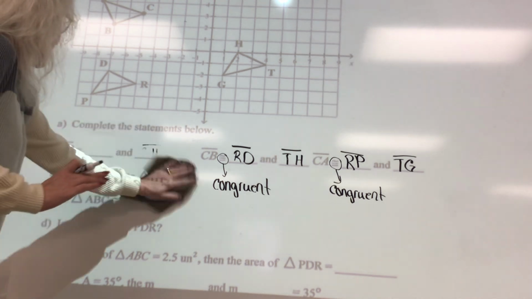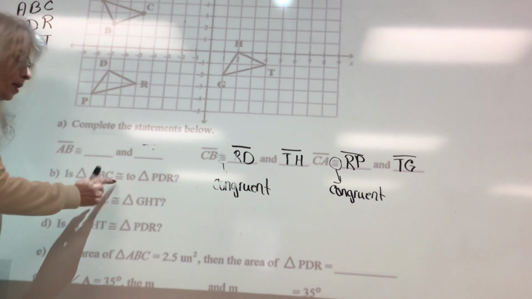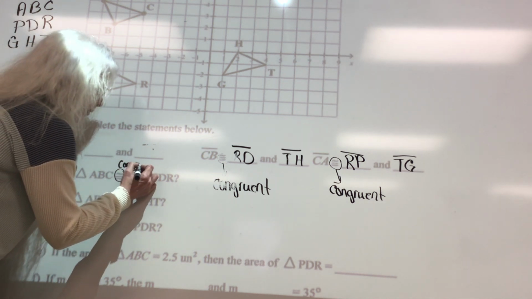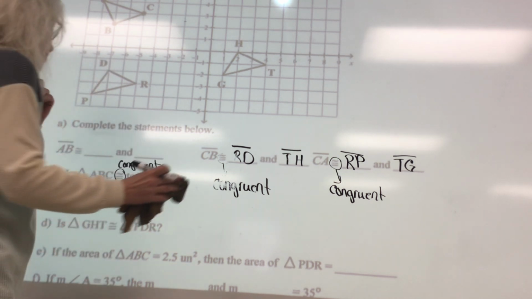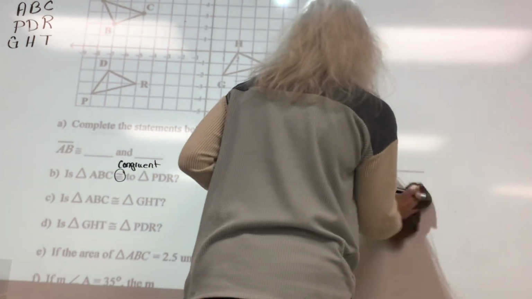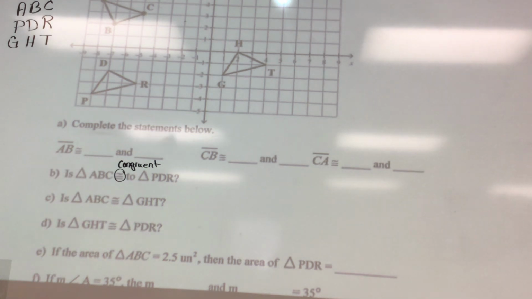All right, part B is triangle ABC... what does the symbol mean? Circle it. Write it. So is triangle ABC congruent to triangle PDR? Yes or no? Yes. And did I prove that to you by the transparency? Yes.